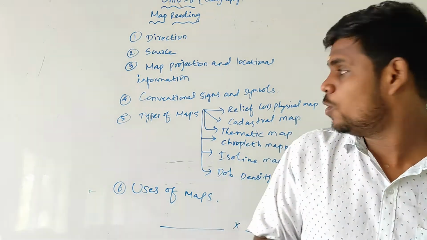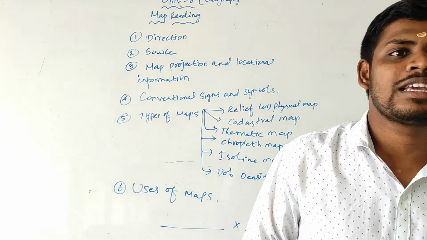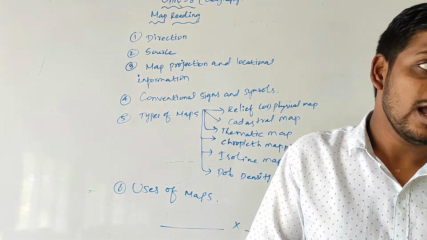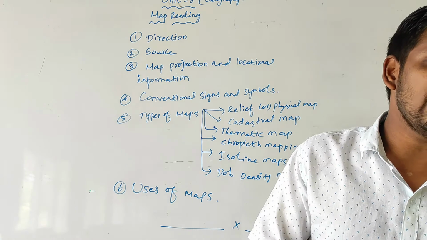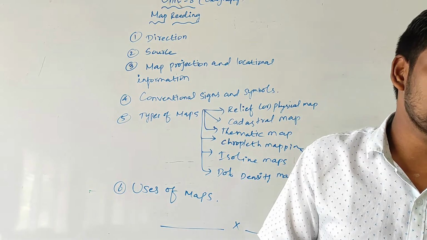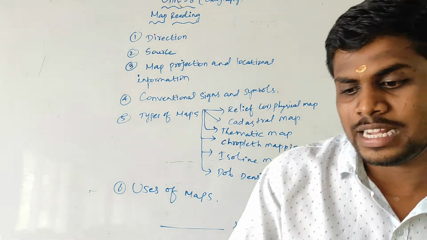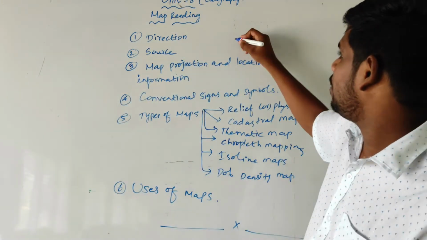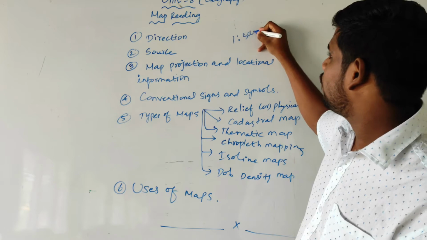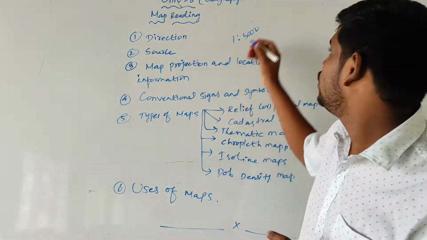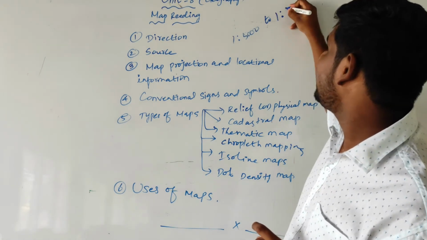Next we will discuss the scale of a cadastral map. What is the scale of a cadastral map? That is what we are going to see. Listen, cadastral maps commonly range in scale from 1:5,000 to 1:10,000.